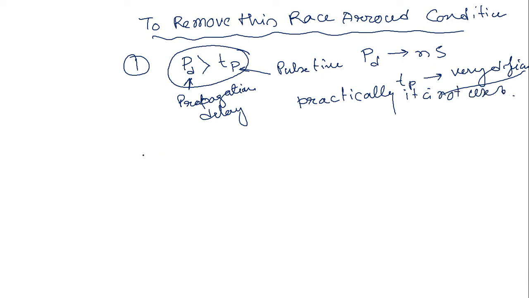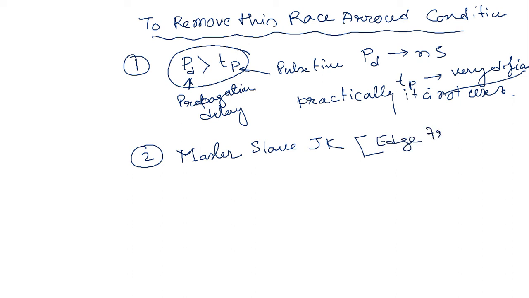So the second method is left. A second way left to remove this race around condition. The second way is the use of master slave JK flip flop, that is operated in edge triggering principle.